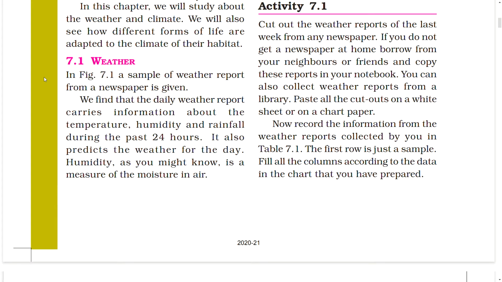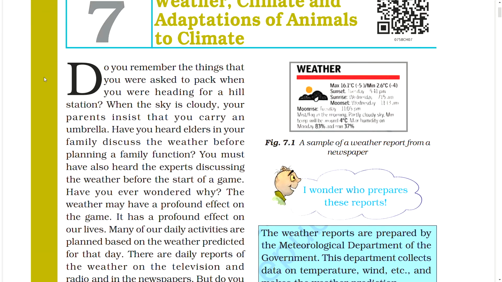7.1 Weather. In the figure, a sample of a weather report from a newspaper is given. We find that the daily weather report carries information about the temperature, humidity, and rainfall during the past 24 hours. It also predicts the weather for the day. Humidity, as you might know, is a measure of the moisture in air.